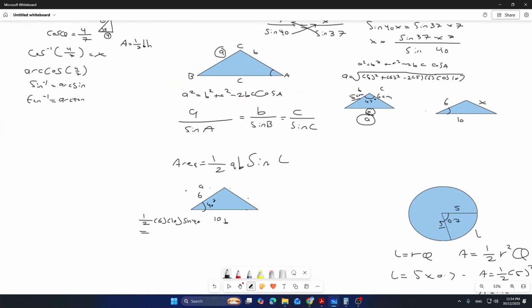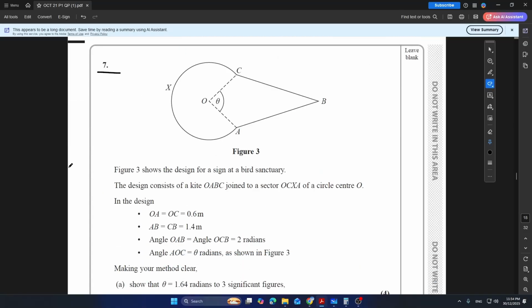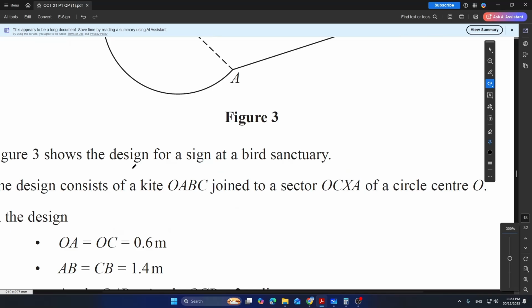And that's basically everything we need to know about trigonometry. So we go here. This figure 3 shows a design for a sign and a bird sanctuary. Now the design consists of a kite, OABC, joined to sector OCXA, of a circle center O. Now in the design, OA equal to OC, AB equal to CB, angle OAB equal to 2 radians, and let's not rush. Let's write this stuff down.